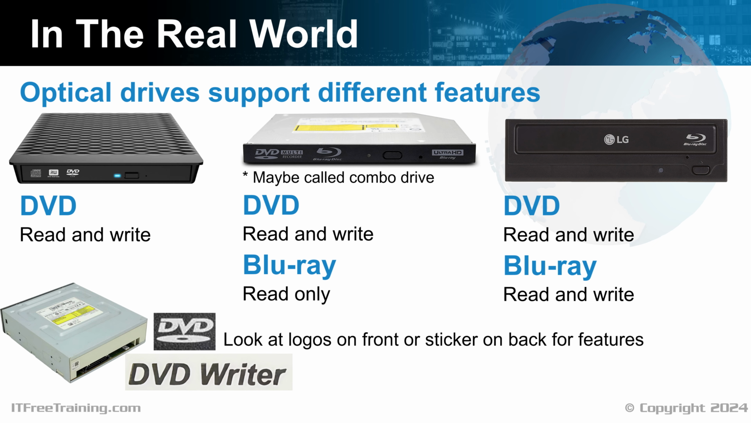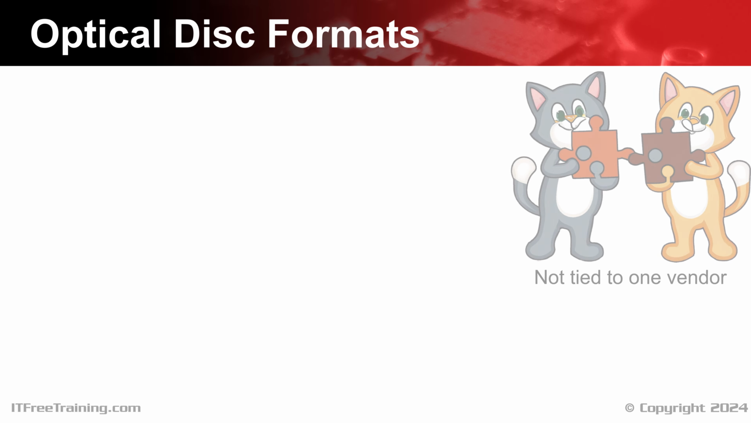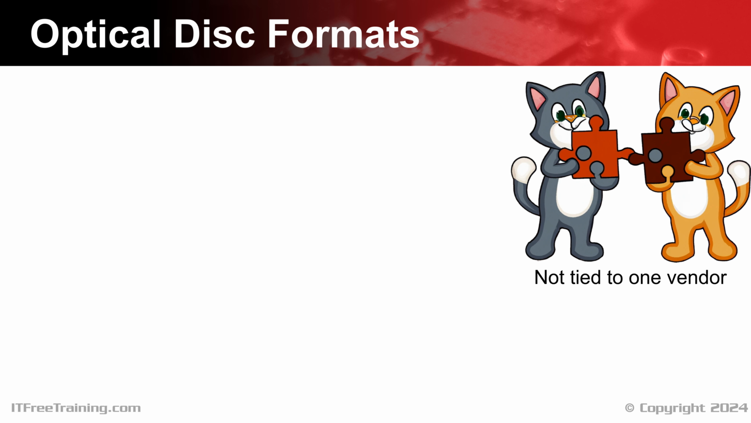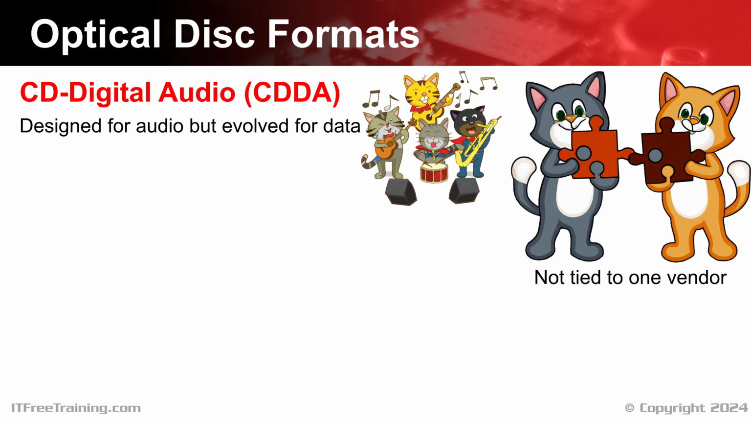Let's look at the format used by optical discs. Optical discs use their own format, so they're not tied to one specific vendor. This allows optical discs to be used on PCs, Mac, and non-PC related devices. The first format released was CD Digital Audio or CDDA. These were designed for audio but evolved for data. This may also be called CD audio. If you purchase a music CD, it's most likely in this format.